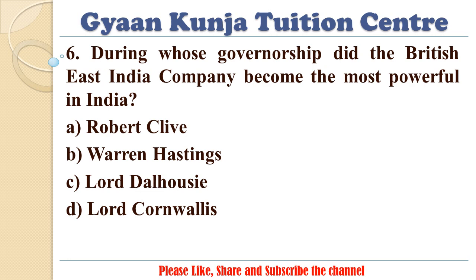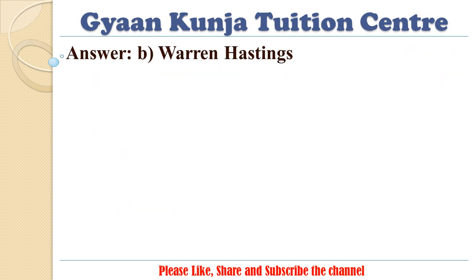Next, 6. During whose governorship did the British East India Company become the most powerful in India? A. Robert Clive. B. Warren Hastings. C. Lord Dalhousie. D. Lord Cornwallis. Answer B. Warren Hastings.